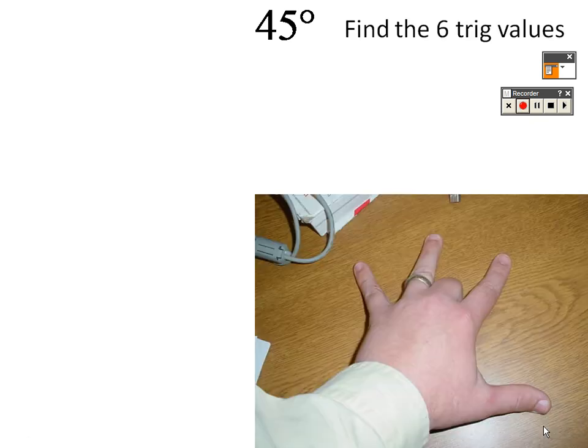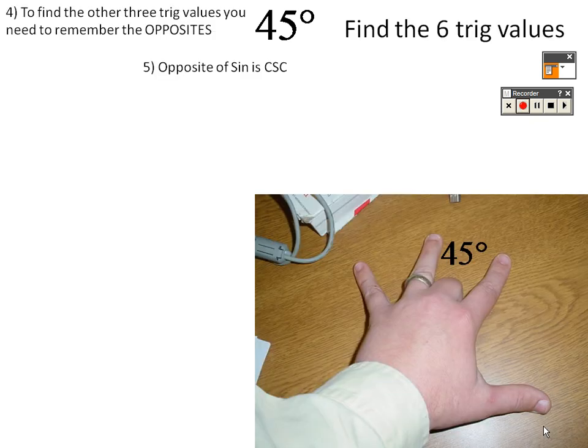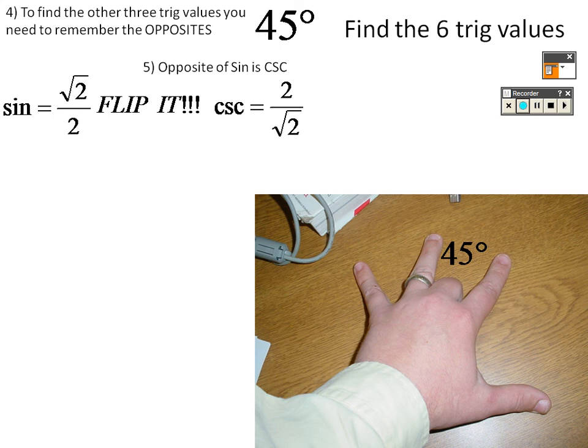So 45 degrees, find the opposites. Opposite of sine is cosecant. So opposite, you just flip it. So it's 2 over root 2. Well, we've got to rationalize it to get root 2 because you end up having 2 root 2 over 2 and the 2's cancel out.